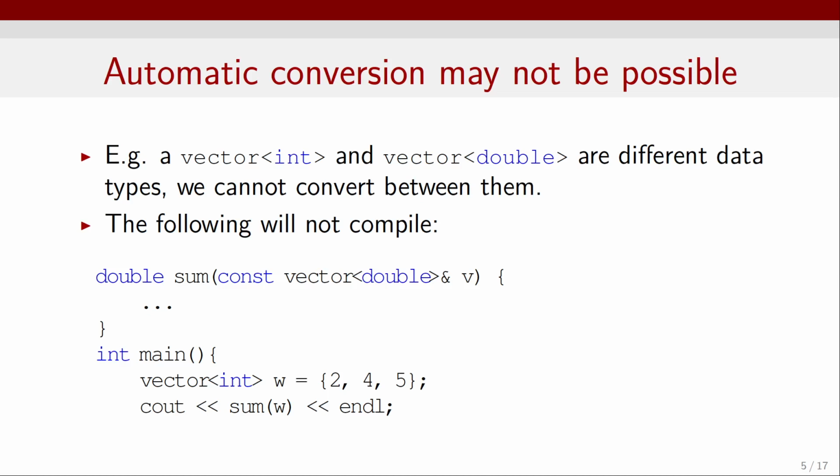Even worse, sometimes automatic conversion may not even be possible. For example, a vector of integers and a vector of doubles are different data types, and we cannot convert between them. So, for example, the following code will not compile. Here we have a function double sum that takes a vector of doubles as input and calculates the sum of all components. And if we try to pass a vector of integers to this function and calculate the sum, it will not work. The compiler will give an error.